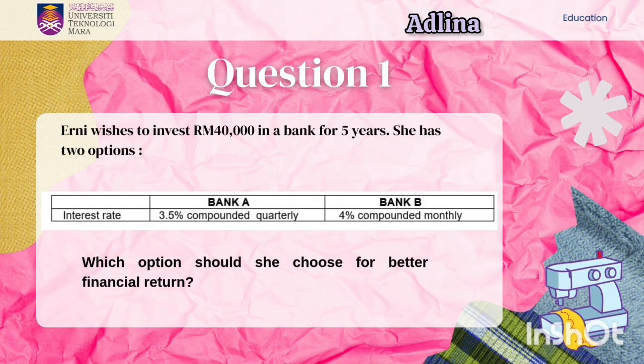Let's begin with question 1. Ernie wishes to invest 40,000 ringgit in a bank for 5 years. She has two options. Bank A, the interest rate is 3.5% compounded quarterly. Bank B, 4% compounded monthly. Which option should she choose for better financial return?